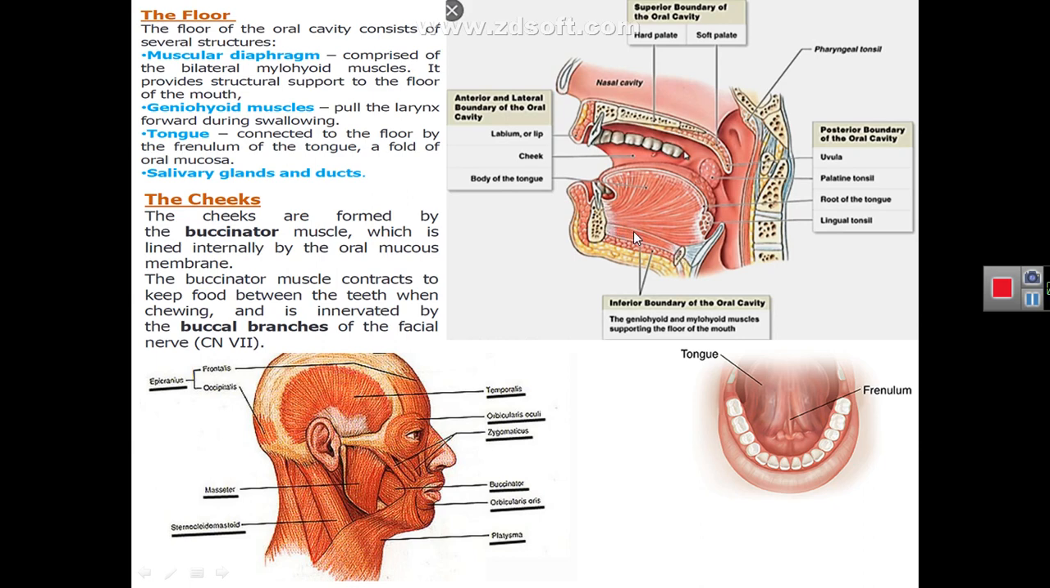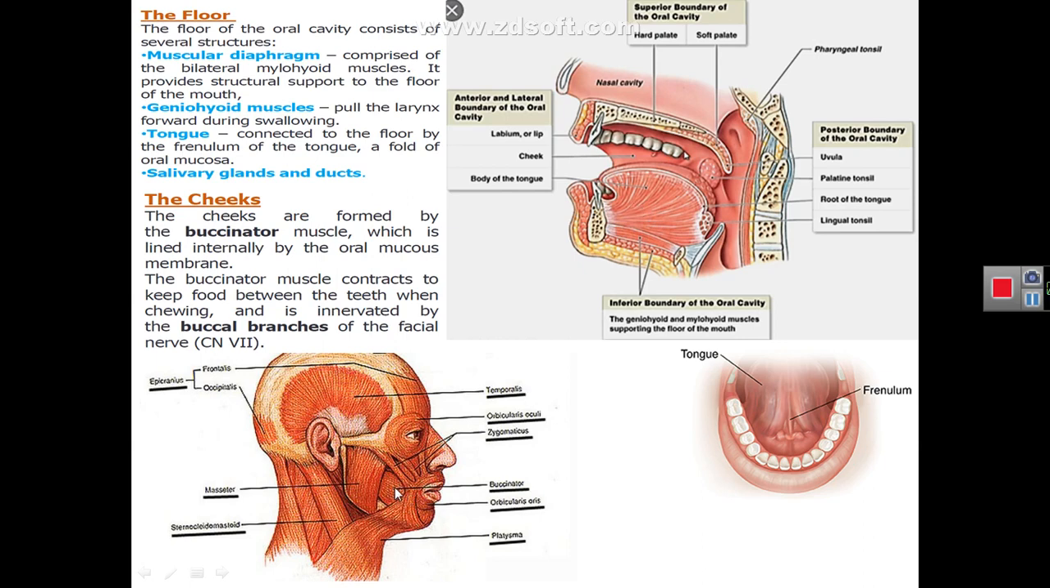Deeper to the geniohyoid muscle is the muscle of the tongue, which is the bulkiest muscle of the tongue. And this region of the floor of the mouth contains, in addition to these three muscles, also salivary glands, the submandibular and sublingual salivary glands.